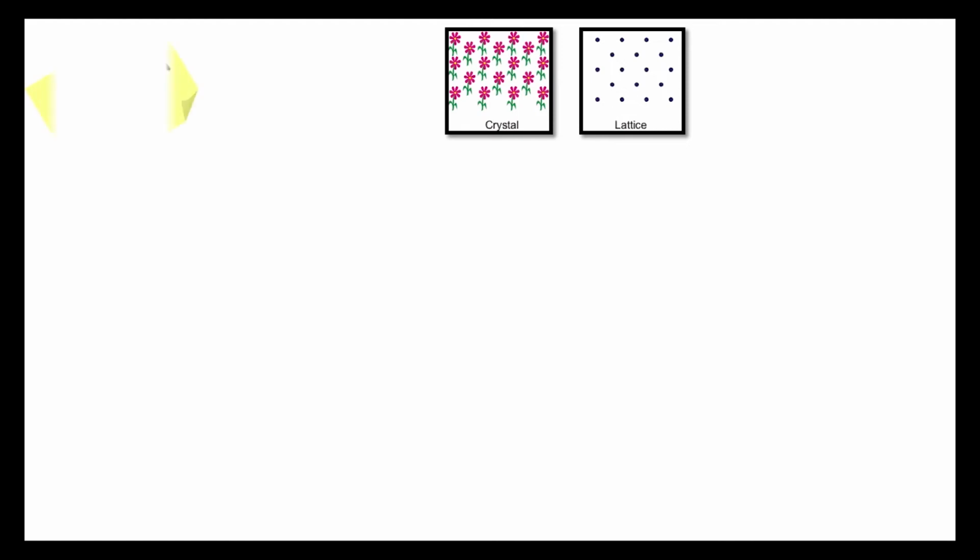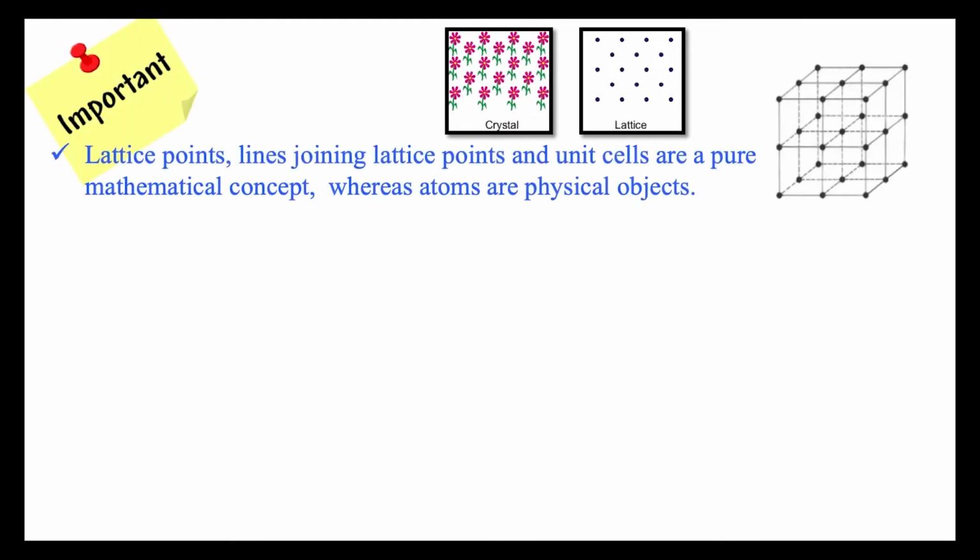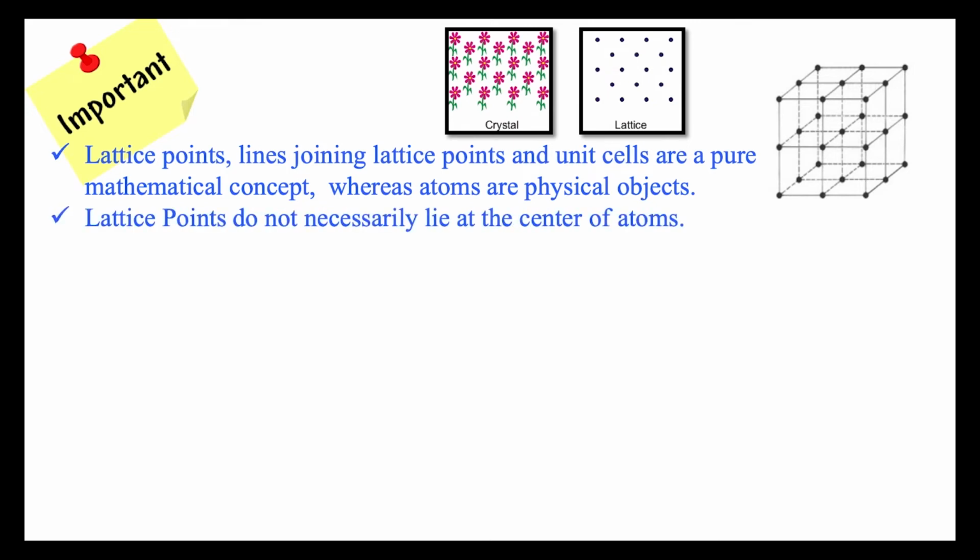First, lattice points are purely a mathematical concept, whereas atoms are physical objects. The absolute positions of the points of a lattice, and hence the unit cells, are arbitrary. The lines joining the lattice points are also imaginary. These are drawn simply to represent the three axes by which the relative positions of the points can be described. Second, the lattice points do not necessarily lie at the center of atoms or coincide with the unit cell vertices.